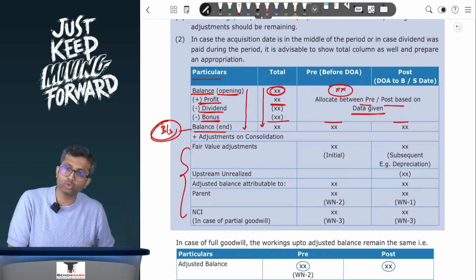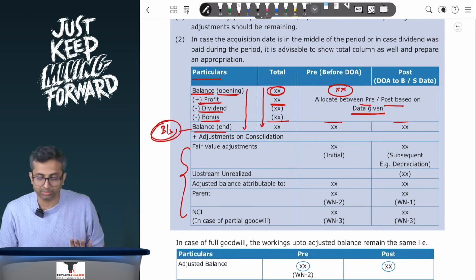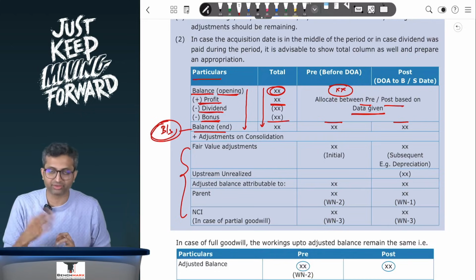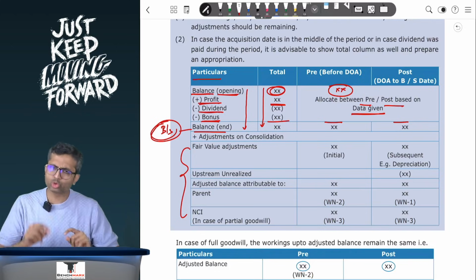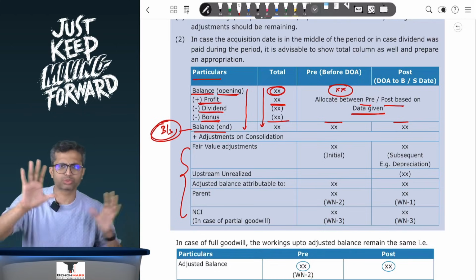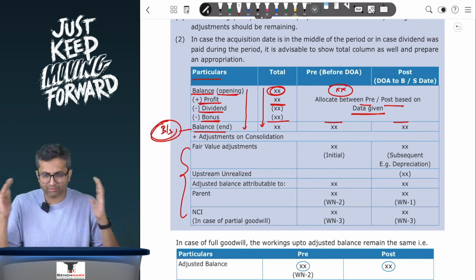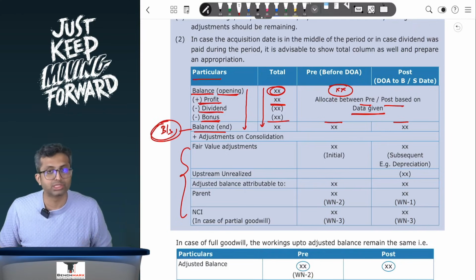So do I need to do it in the exam? Well, if you do it, no one is going to deduct marks, but at least you will know what are the double effects to be given. If you don't want to do it, you just want to show the working and solve, most welcome, you can easily do that. But for a wider understanding, I will try to review the journal entries as well.